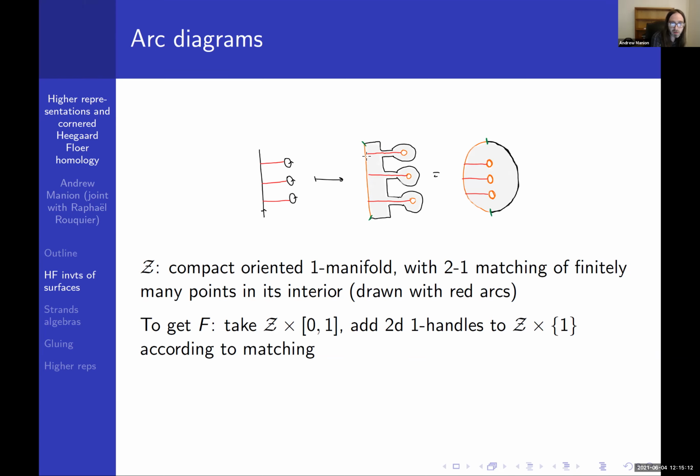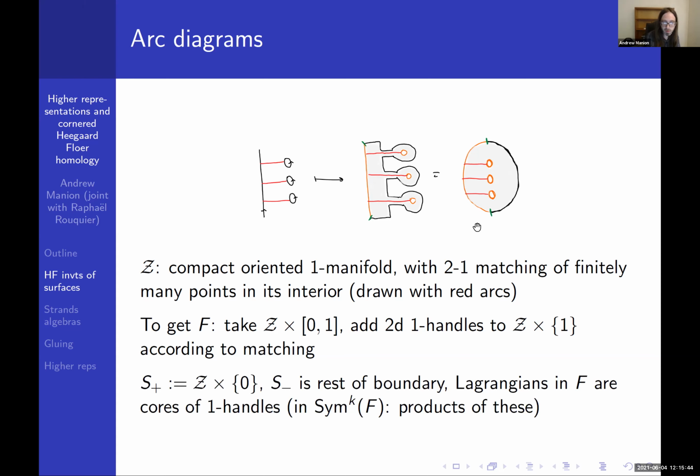And then I get these Lagrangians that basically come exactly from where the red arcs were before, and they're the cores of these one-handles that I added. So in this case, this is just the example that we were looking at before. This arc diagram represents this sutured surface, and moreover, gives you a collection of 3 non-compact Lagrangians in this sutured surface that stretch from different parts, these circles in the unstopped boundary, out to this interval in the unstopped boundary. Okay. So that's what I'm saying here.